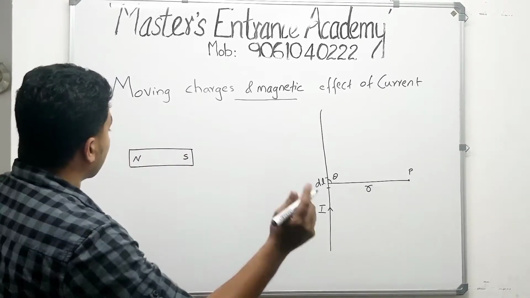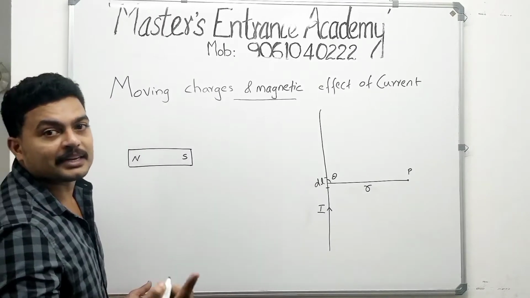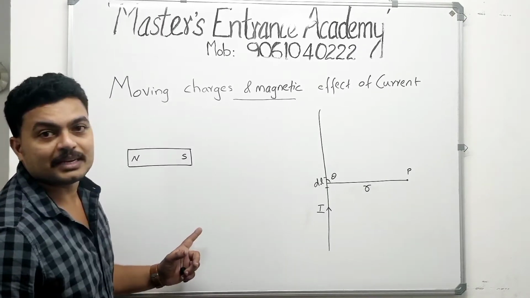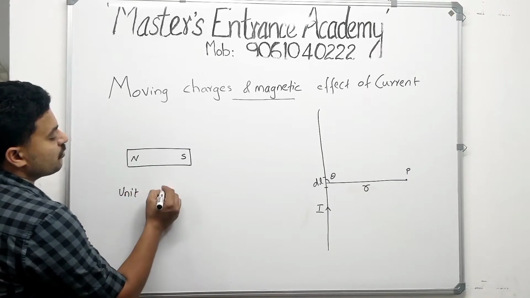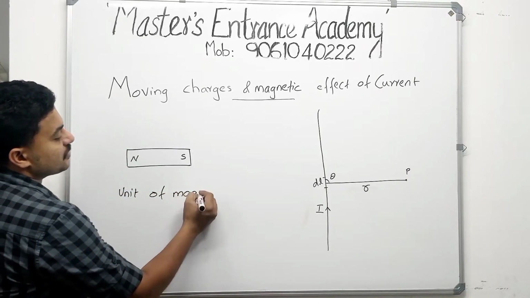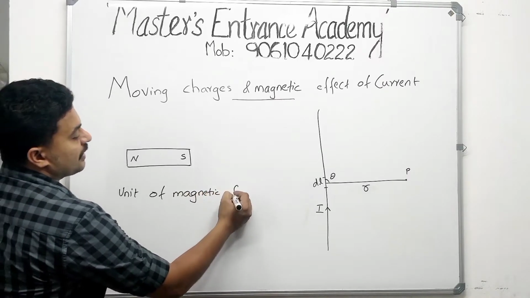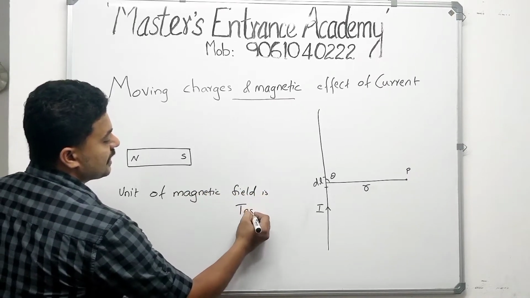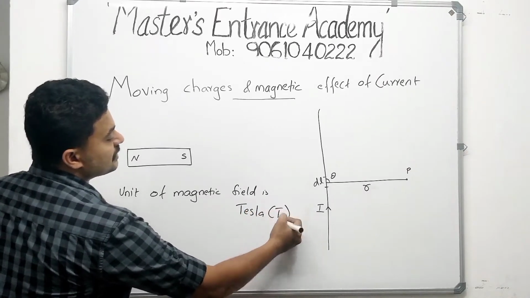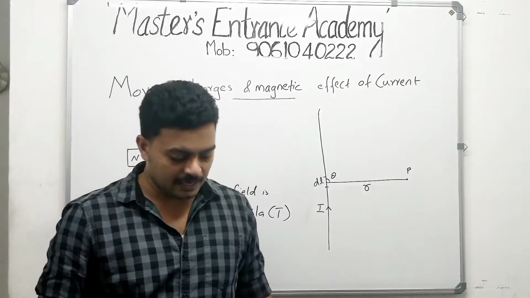Then what is the unit of magnetic field? The unit of magnetic field is Tesla, T-E-S-L-A. We write it as capital T. Okay. Next.